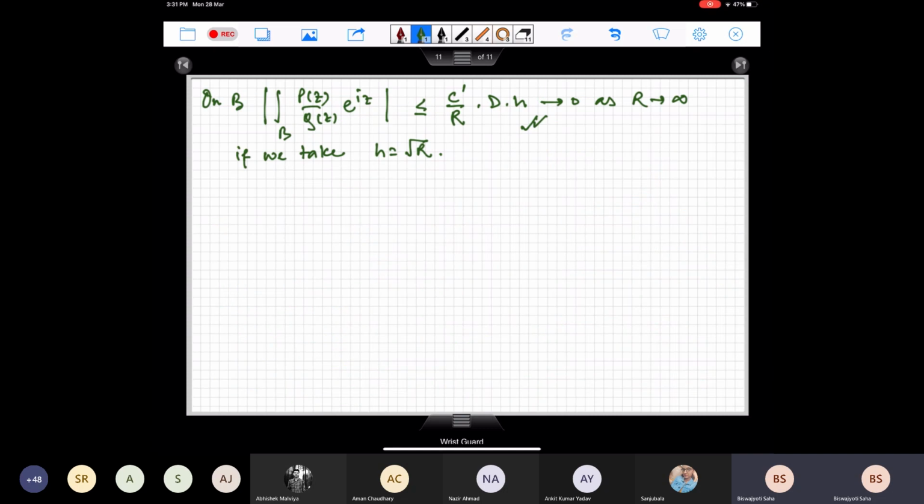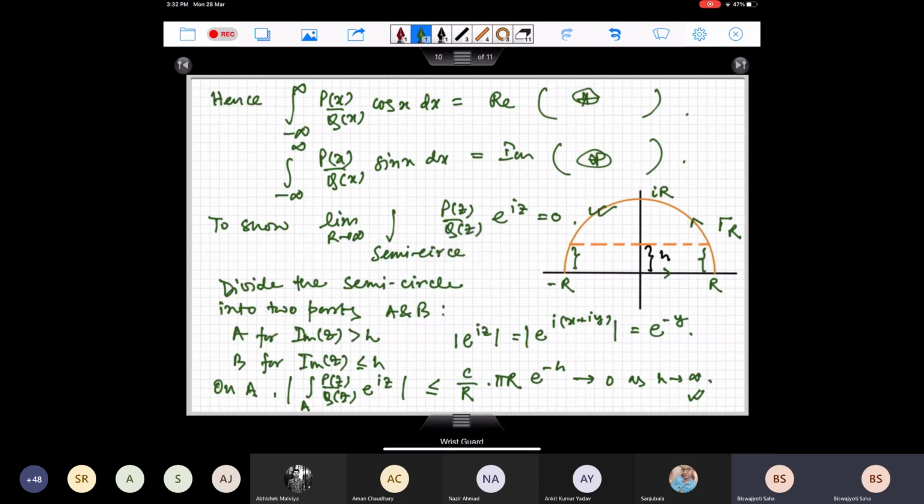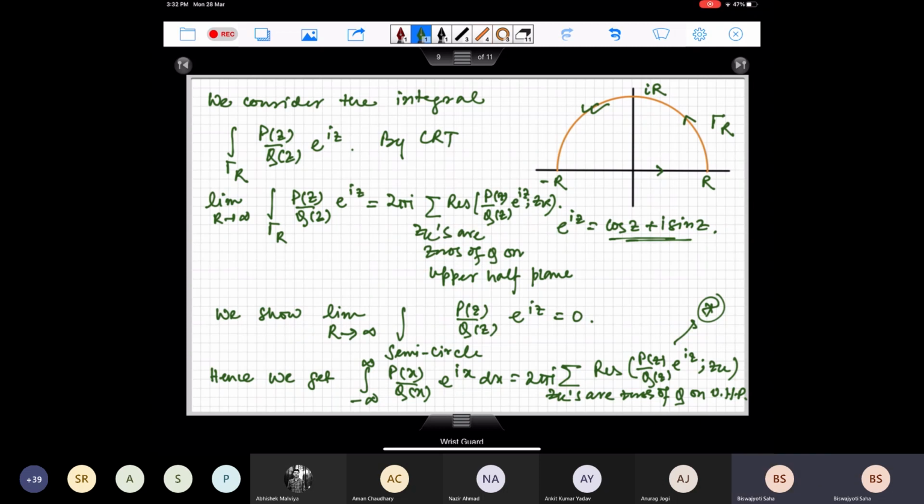Therefore, what we see is that the integral on the semicircle of p(z)/q(z) e^{iz} goes to 0 as r tends to infinity. That sums up the proof, and therefore, with cosine and sine, what I have is that this is nothing but the real part of 2 pi i times the sum of the residues of p(z)/q(z) e^{iz} at z_k, where the z_k are the zeros in the upper half plane.